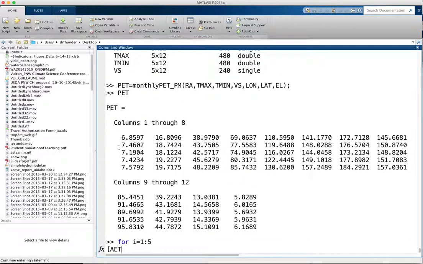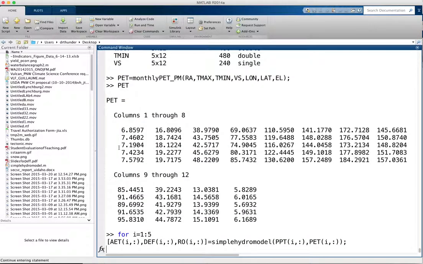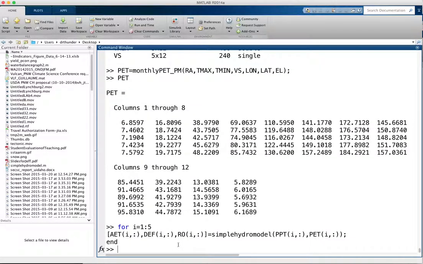So we're going to run a loop over the 5 stations, and what we're going to be doing here is calculating the simple hydrologic model, where we send in precipitation and potential evapotranspiration. The hydrologic model gets run, and it gives us in return the monthly evapotranspiration, the climatic water deficit, as well as runoff. So we'll run that forward through time.